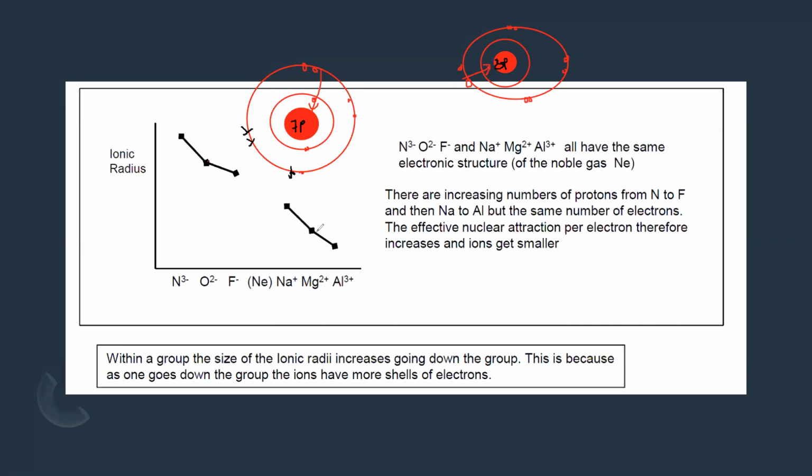And about sodium, magnesium, and aluminum: metals tend to lose electrons. So for sodium and magnesium, there is a stronger nuclear charge and a smaller number of electrons. So that's why there is greater attraction.